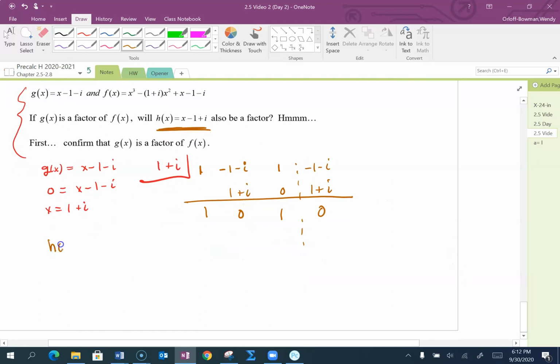And so if I think about h of x and I say, well, this is this, and if I set that equal to 0, x equals 1 minus i. So will that be a 0? Go ahead, figure it out.